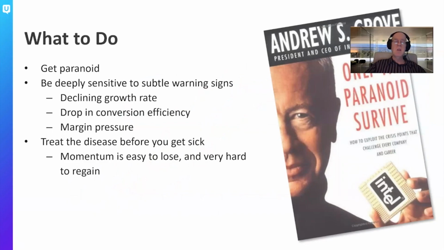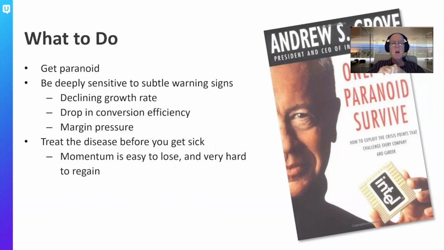Here's what you need to do. You have to develop constructive, intentional paranoia about your marketplace. And you've got to be really sensitive about the small warning signs that can tell you that you're actually getting towards saturation. The things to watch out for are subtle declines in the growth rate. Maybe you were getting 100% year over year growth previously, and now you're getting 80 or 70, that's a bad sign. You should be looking into that.